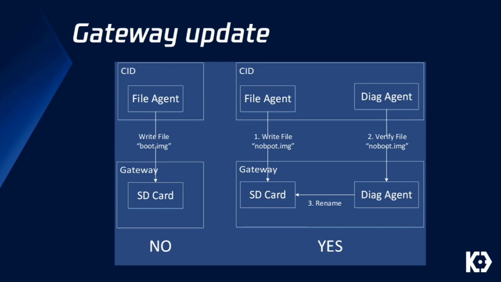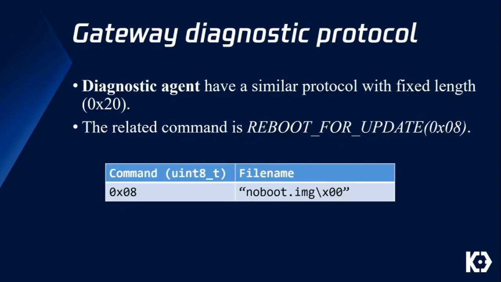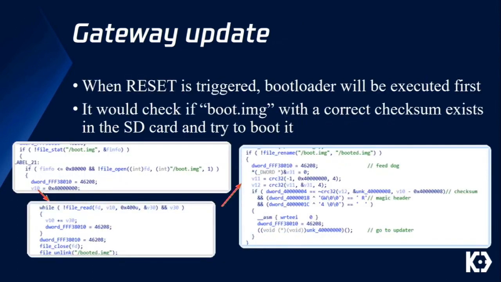We have said that the command related here is called reboot for update. So then the gateway itself will reboot. And last year, we said that the gateway is running a PowerPC chip. So when reset is triggered, there is some code, which we call the bootloader, that will be executed first. The bootloader is written by Tesla, and it checks if the boot image exists in the SD card.